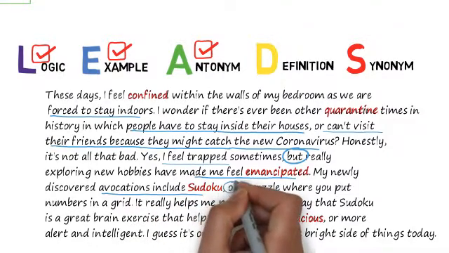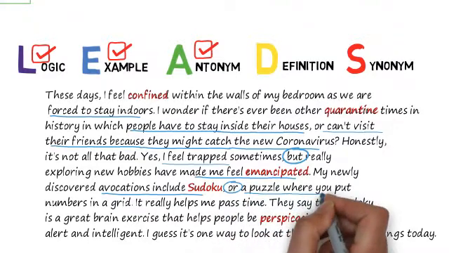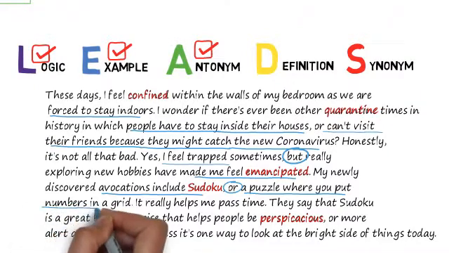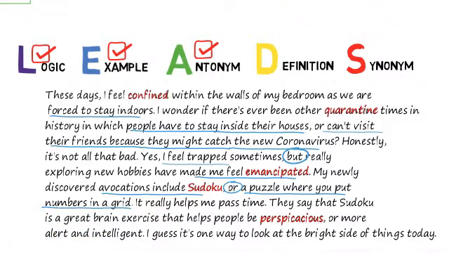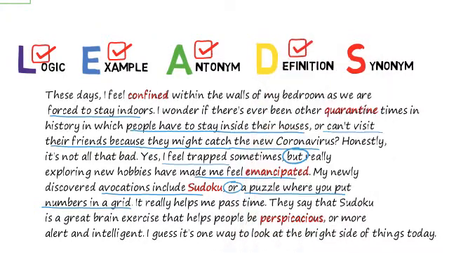Let's look at the next one, Sudoku. We're giving a straight definition of what Sudoku is. We know because we're giving a keyword or, which is Sudoku is a puzzle where you put numbers in a grid. That was another type of context clue that the author gave us.